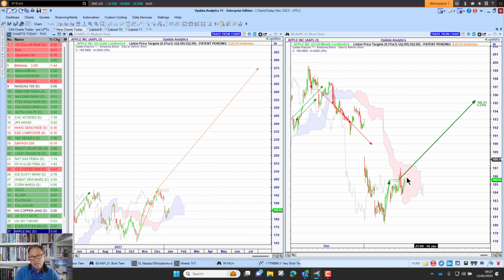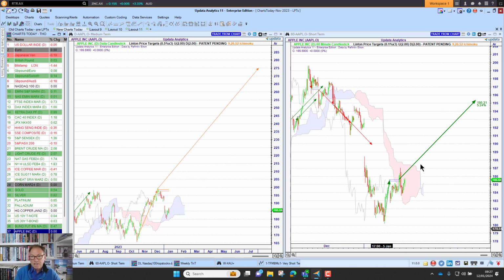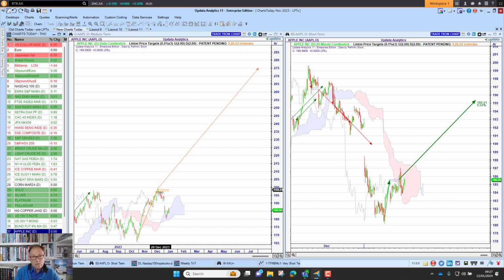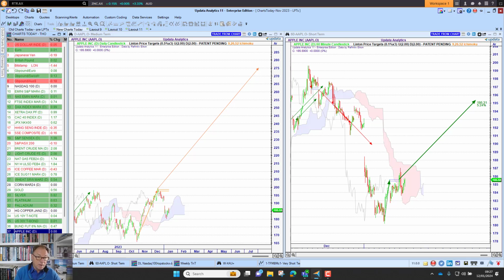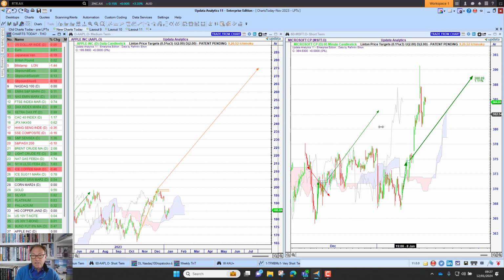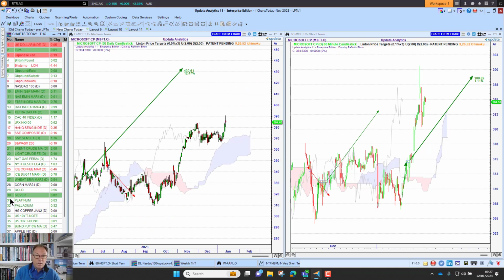That's actually bounced off that 180 level, but still not yet activating an upside target, a new upside target, and quite a big one. Just failed at this 200 level, and so that's really quite key there. If we look at Microsoft, that's actually looking stronger with upside targets.